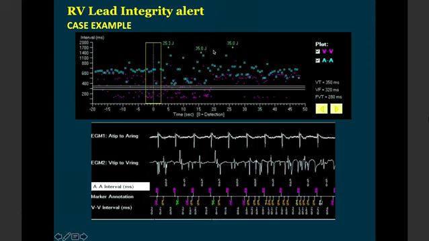So if I ask you the question whether these are appropriate shocks or inappropriate shocks, the answer is clearly inappropriate because you do not get this kind of a pattern in ventricular fibrillation. It's very typical of noise. If you also have the luxury of seeing the far field signal, the far field signal will be very clean here.